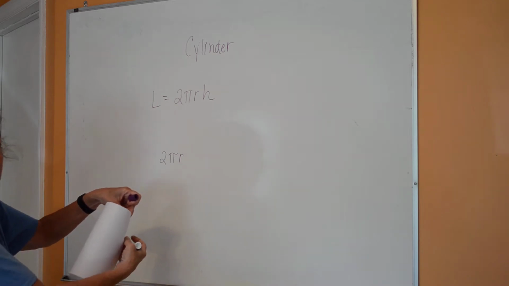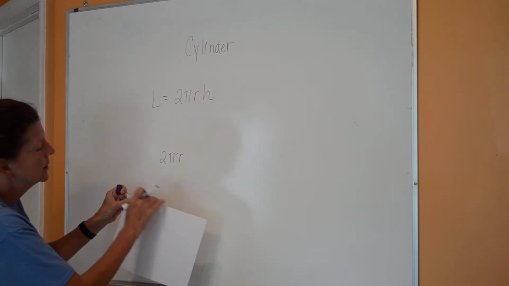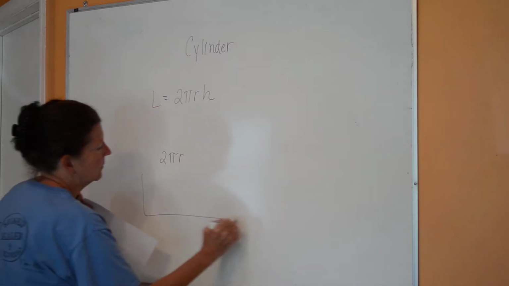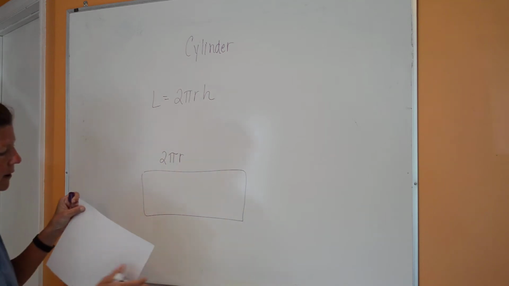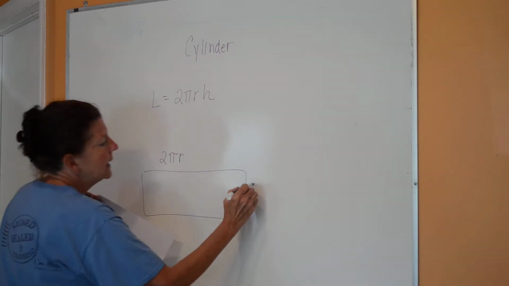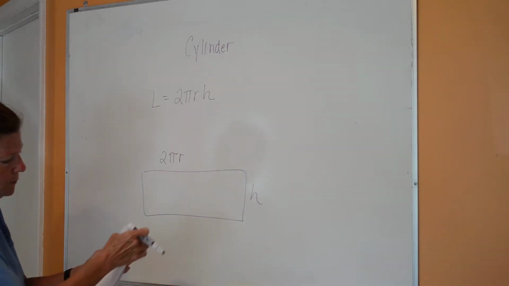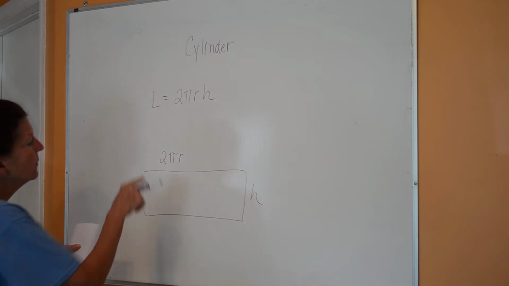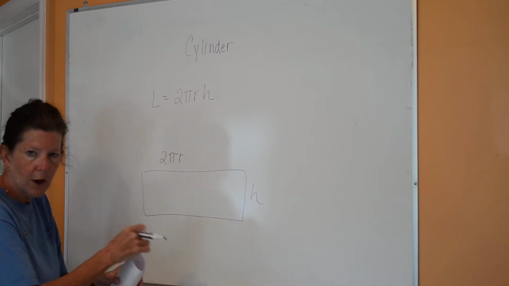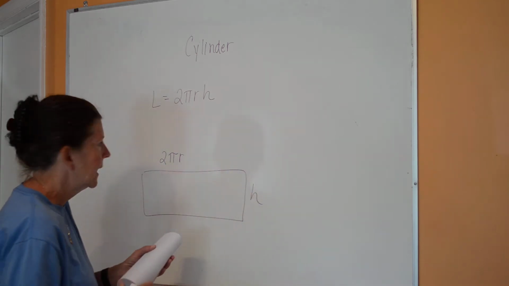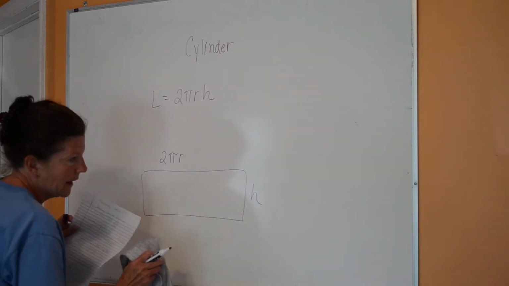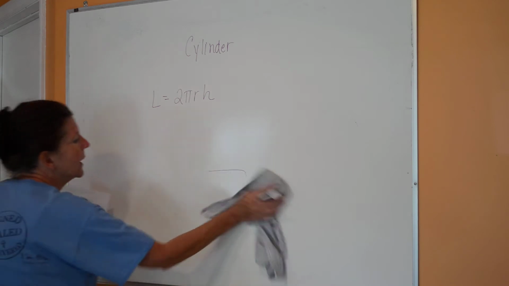If I were to cut this cylinder and unroll it, the circumference becomes the length of that rectangle. This right here is the same as the circumference of the circle. The height of it would be what I have here. So to find the lateral area, it's 2 pi r, or the circumference of the circle, times the height. That gives me the lateral area of a cylinder, not the total surface area.